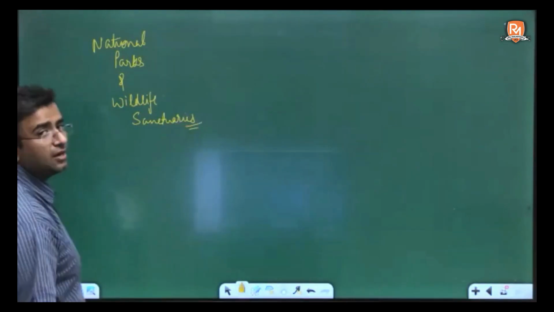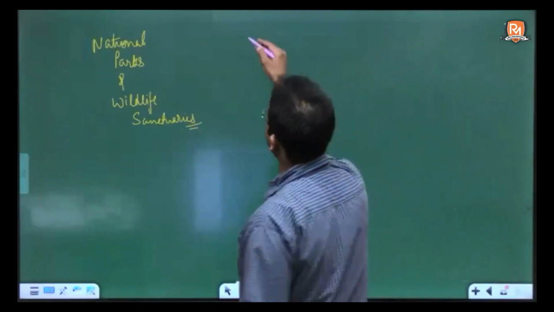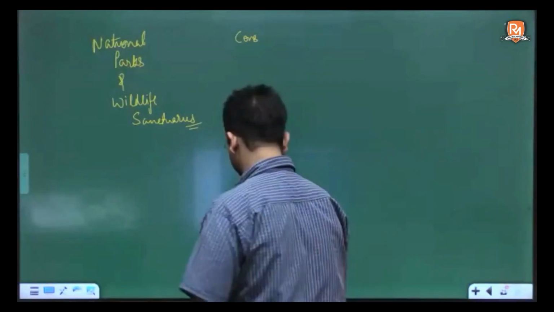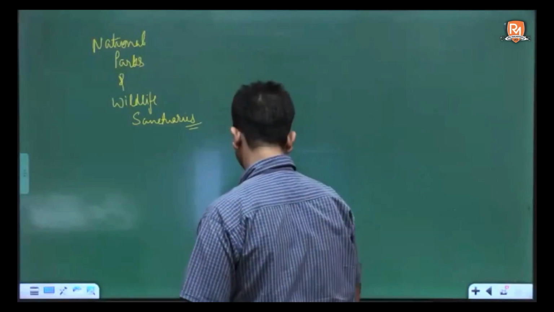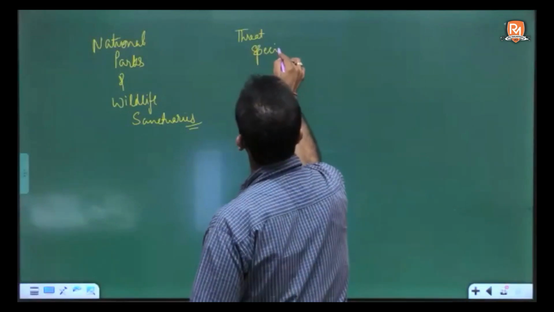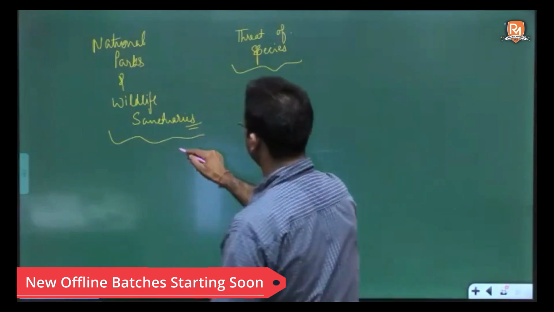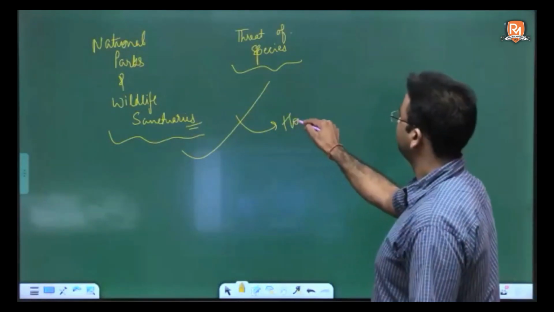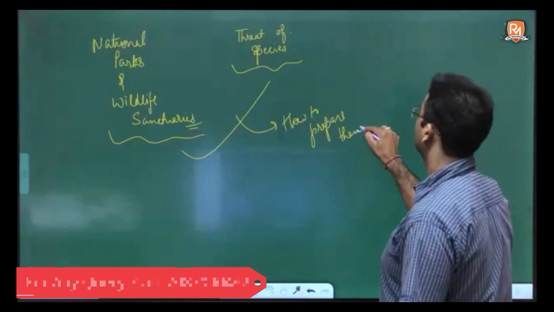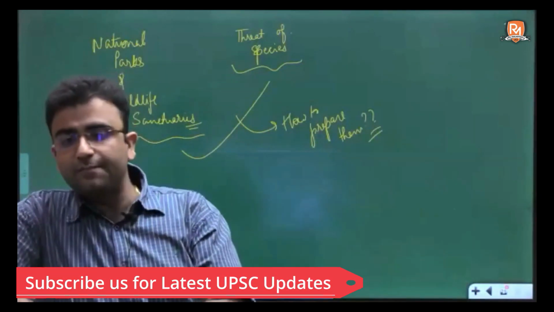In previous year questions, there are questions on the names of national parks and wildlife sanctuaries. There is a question on the names of the conservation status or threat status of species. How to prepare them? Well, the answer to this question is very simple.